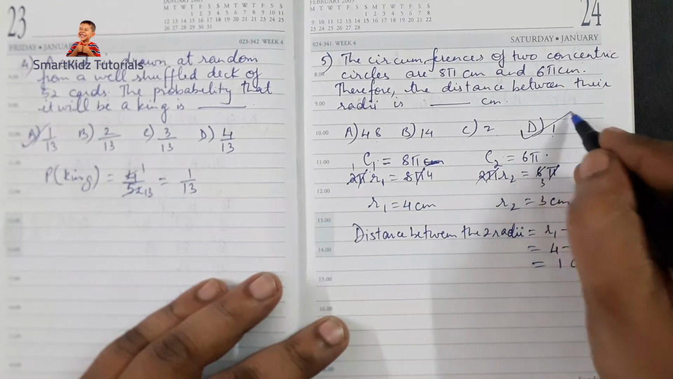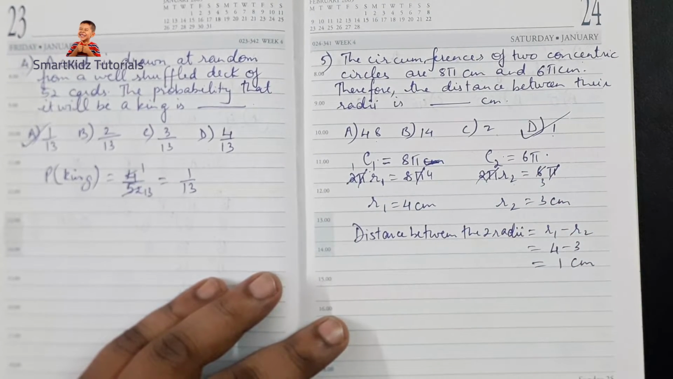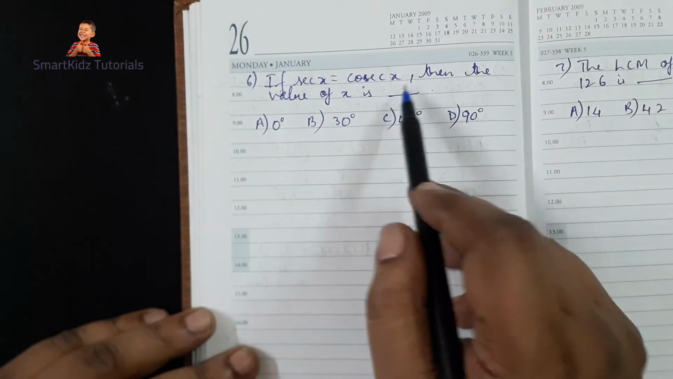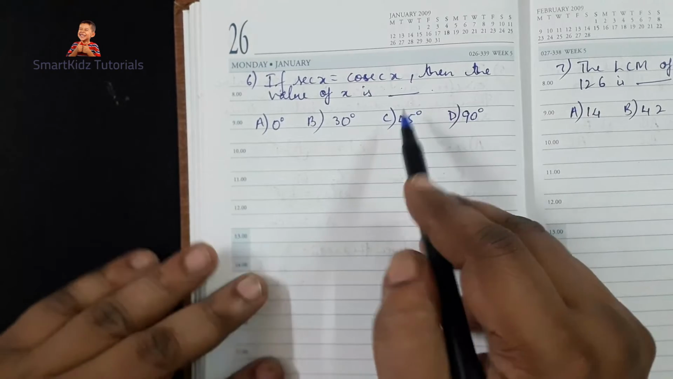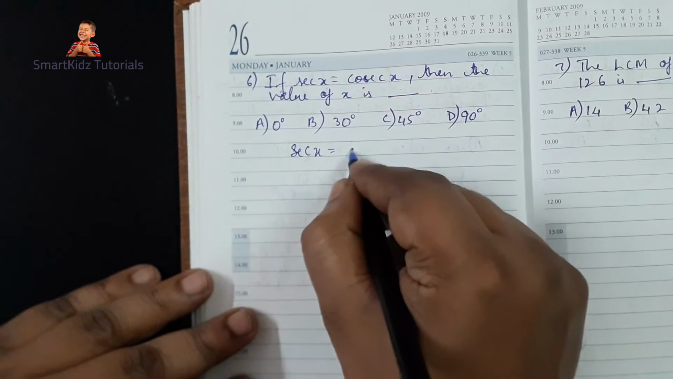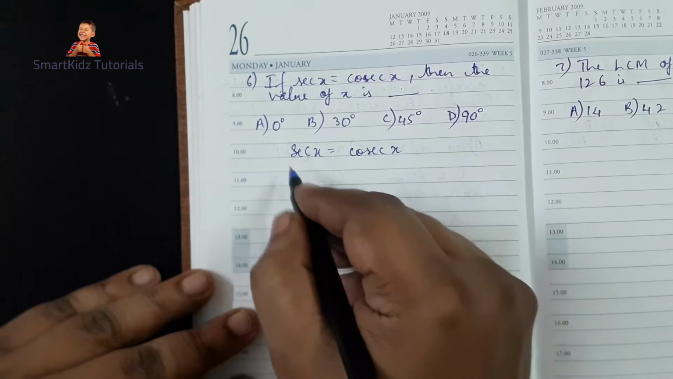Our correct choice is D, that is 1. Question 6. If sec x equal to cosec x, then the value of x is dash. These are the choices. So sec x equal to cosec x. I'm going to write it again.